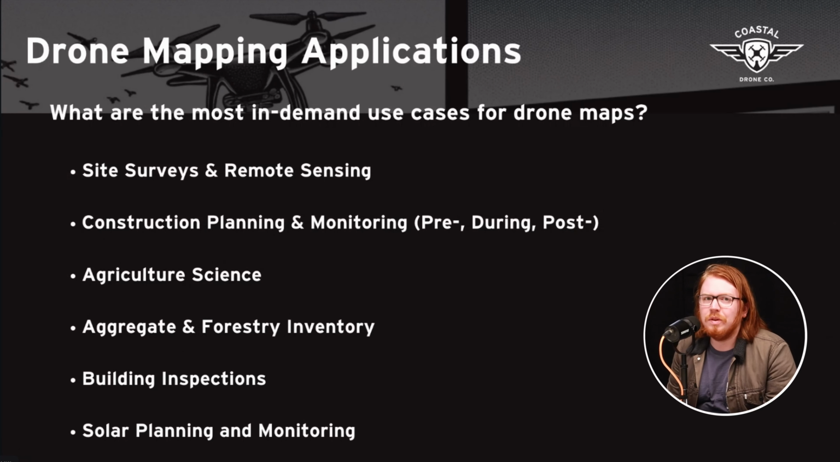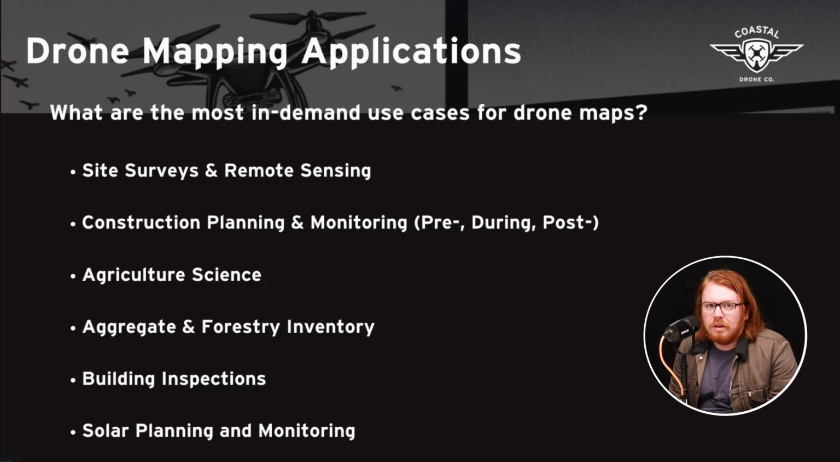So now let's talk about some applications, Finn. The first one is just doing surveys of sites, which, as we mentioned before, the technical term for is called remote sensing. Remote sensing can just be broadly defined as collecting any data where you're not standing there. So technically, when you're using a drone, you're not the one holding the camera. It's something away from you that is collecting the data. This could be used for construction planning, monitoring, agriculture, forestry, inspections, and solar.